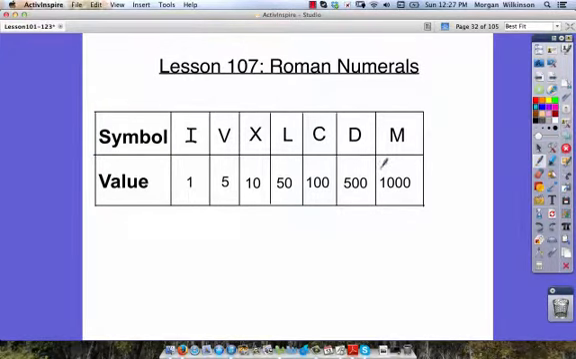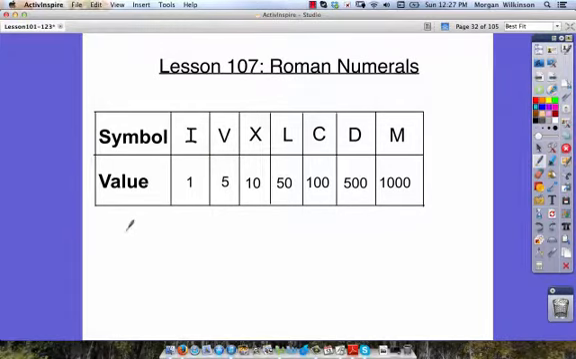Now the most common time that we see Roman numerals would have to be in American football with our Super Bowl, because the Super Bowl will use the Roman numerals to tell us which one we're on every year. Now for Roman numerals, they're very interesting because we can only use 3 at a time in a row.